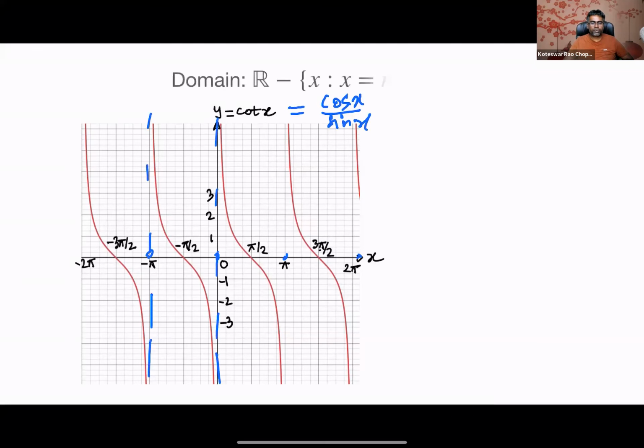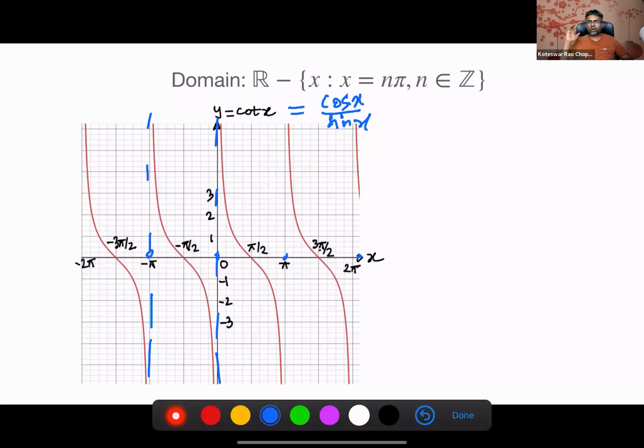So here again, if you look at the domain, all real values are fine, but wherever your sin x becomes 0, which is n pi, that is not allowed, and the range is real, and the period is pi. Okay guys, I know this is too much to take in, honestly, but how are we doing?